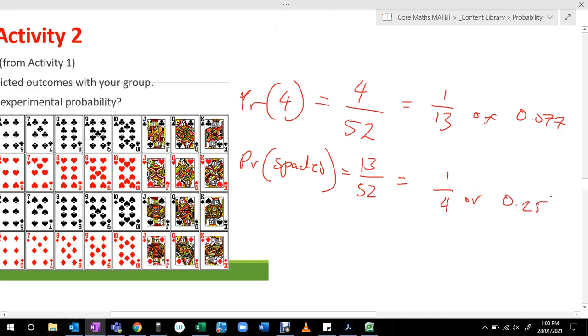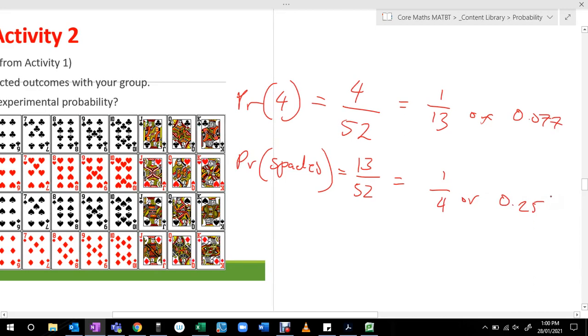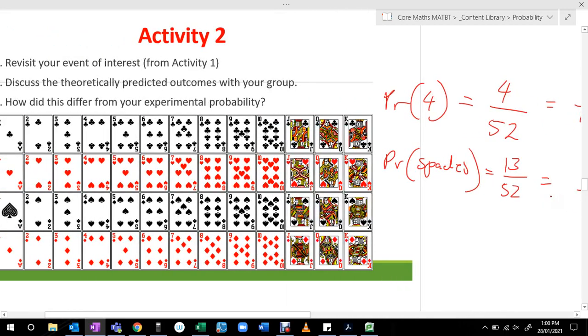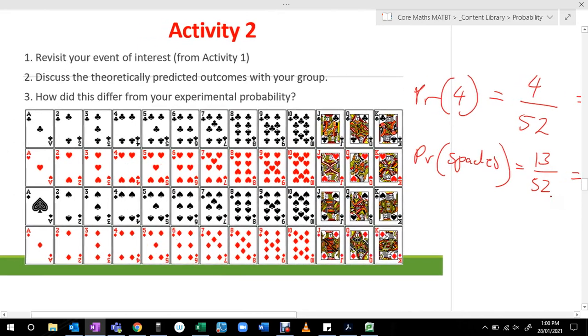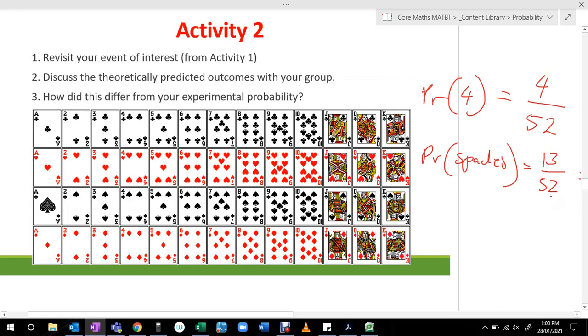Okay, so make sure that when it comes to fractions that you actually simplify it. And also, as you can see with theoretical probability, you don't need to do the experiment. It's already done for you. All you have to do is look at the event that you want and what's the chance of it happening in the grand scheme of all the possible outcomes that you have.